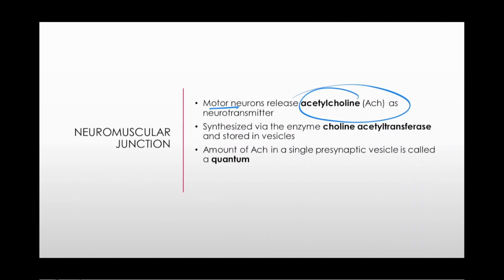So acetylcholine, ACh, is the neurotransmitter, synthesized via the enzyme choline acetyltransferase. This is what starts the process to make acetylcholine. The amount of acetylcholine in a single presynaptic vesicle is called a quantum. So we have our little vesicles filled with acetylcholine, and the amount of acetylcholine in each one is called a quantum. That's all.